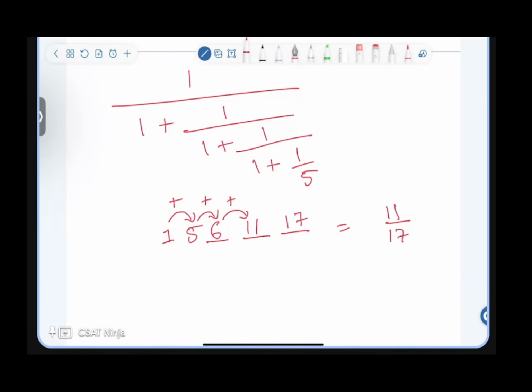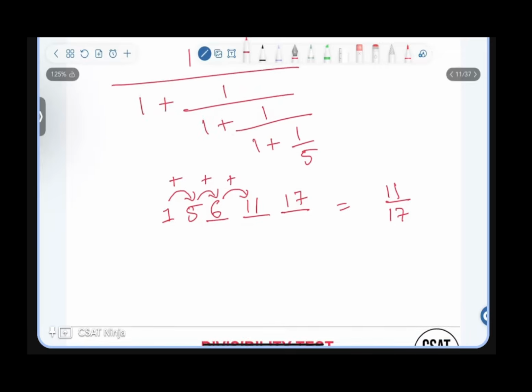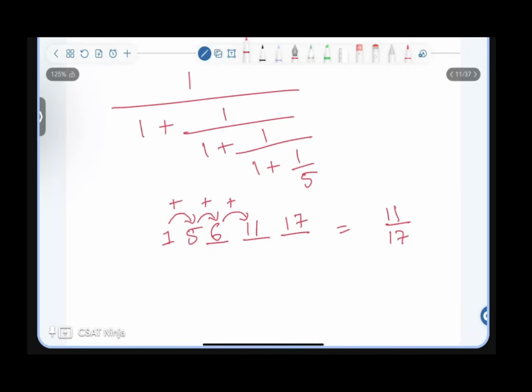Okay. Let's go to next then. Once more. Okay. I think, what is it? I think 17 by 11. Is it 17 by 11? I'll repeat once, okay? After that.